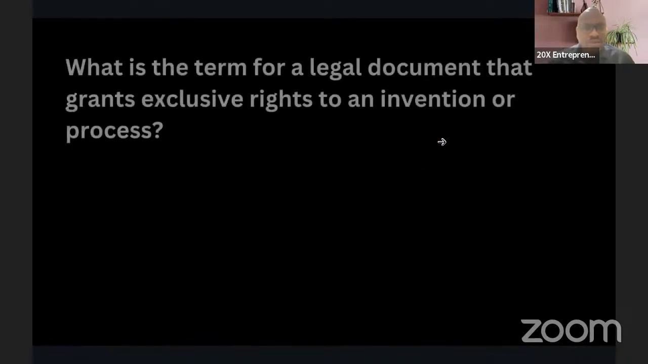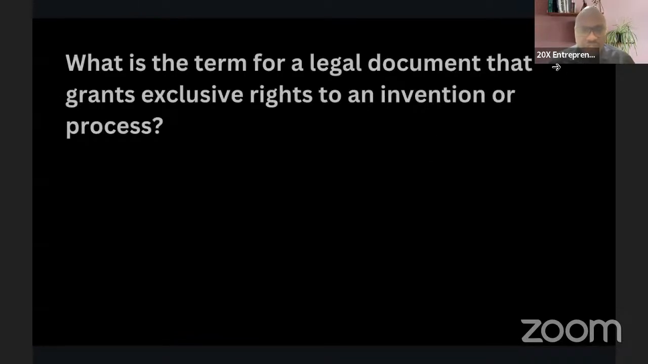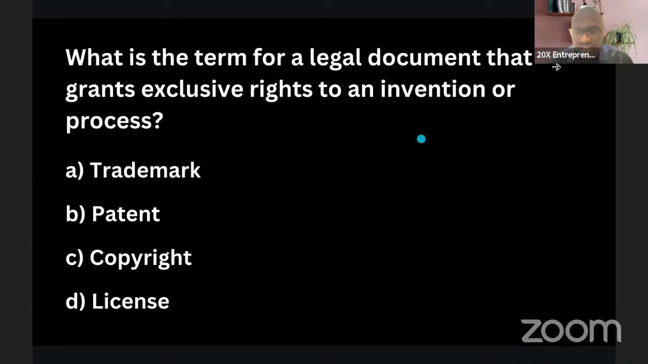Now, final question. What is the term for a legal document that grants exclusive rights to an invention or process? Is it a trademark? Is it a patent? Is it a copyright? Or is it a license? Lawrence says A. Martin says B. Noreen says B.